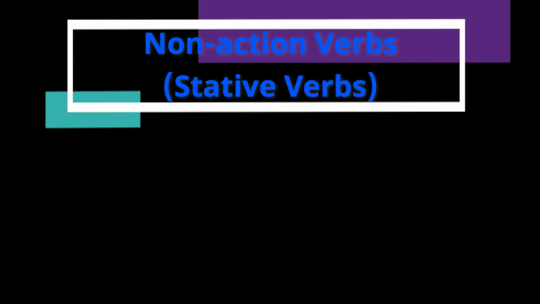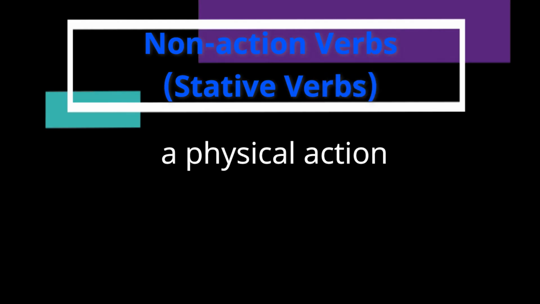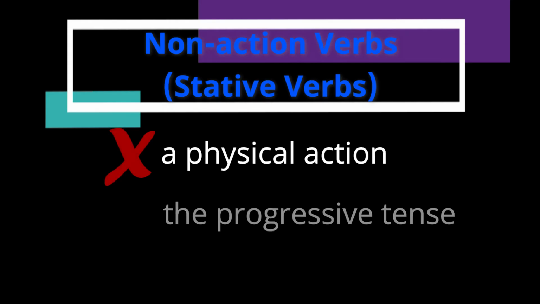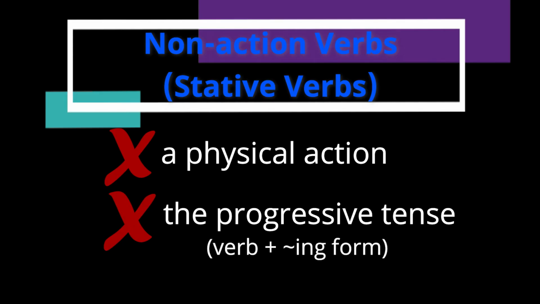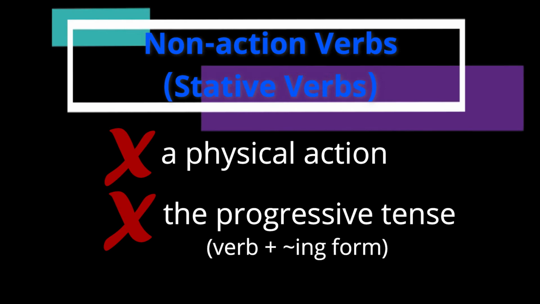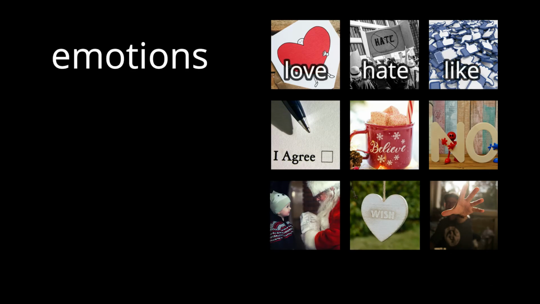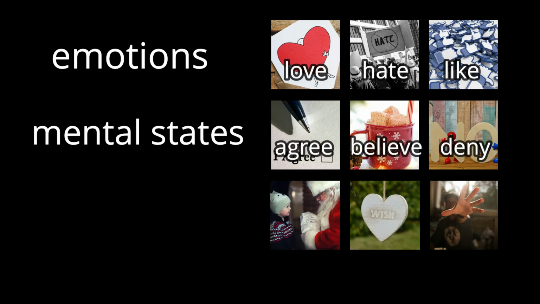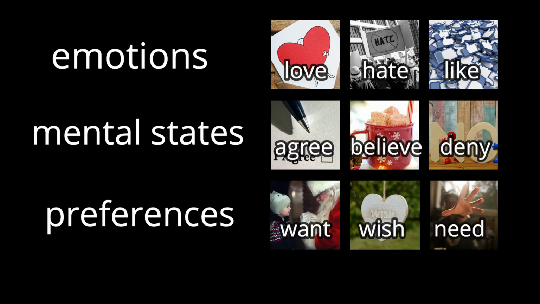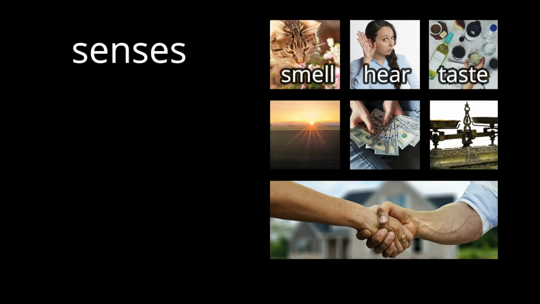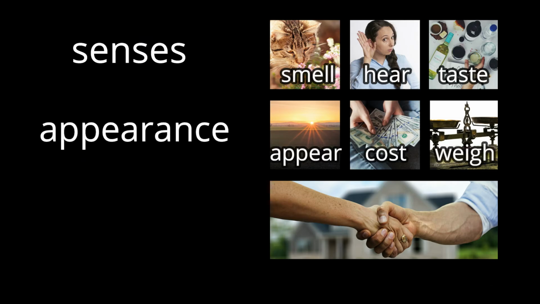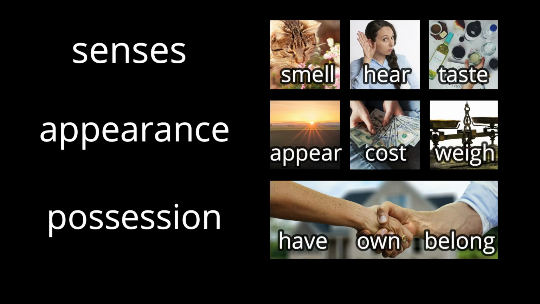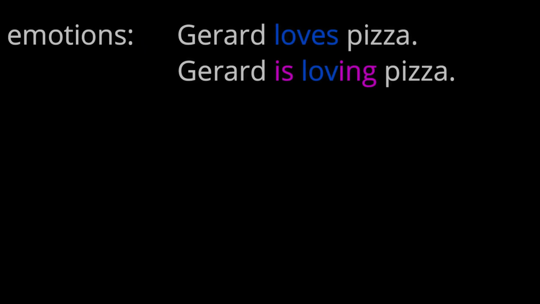Okay, now let's look at non-action verbs. Non-action verbs don't describe a physical action like action verbs do, and we don't use them with the progressive tense. Non-action verbs describe things like emotions, mental states, preferences, senses, appearance, or possession. Let's look at some examples.